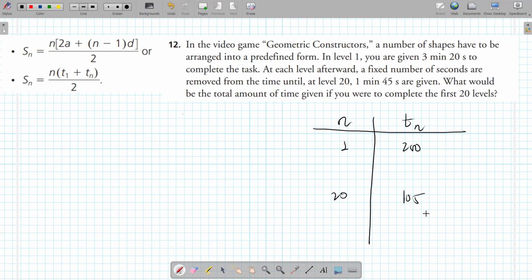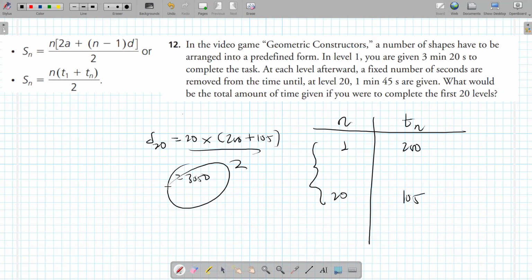So the question is asking us, what would be the total amount of time to complete the first 20 levels? So you're looking at S20. Do we use the top one or do we use the bottom one? Bottom one. Yeah, you'd use the bottom one. It's very simple. It's going to be 200 plus 105 over 2 because we're given Tn. So 20 times 200 plus 105 divided by 2, it's going to be 3050. And that's the end of the question. Easy peasy. 2 steps.